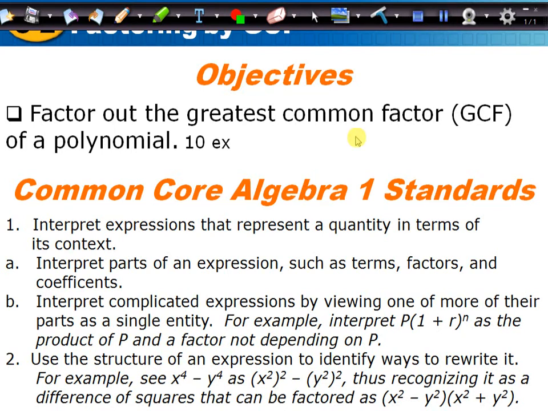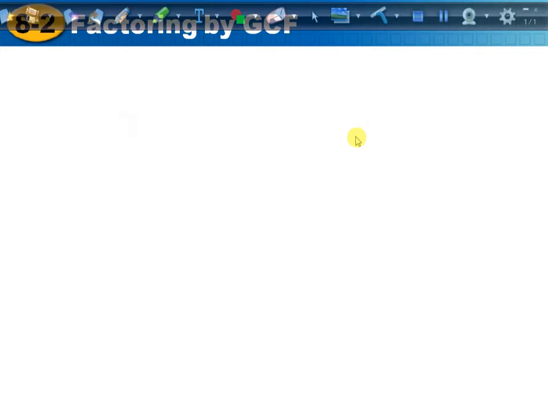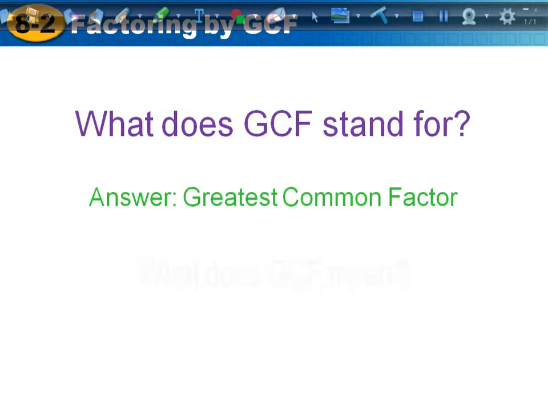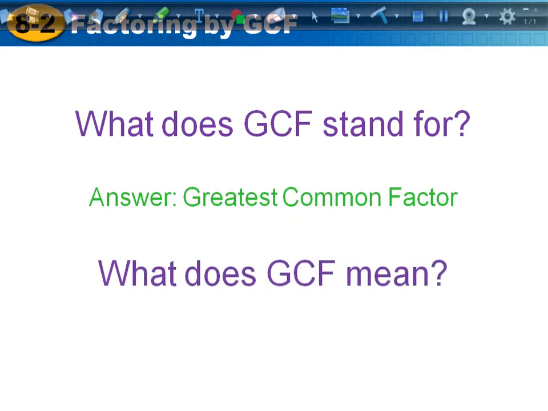Today's lesson is 8-2, day 1, and we're going to factor out the greatest common factor, or the GCF, of a polynomial. What does GCF stand for? It stands for the greatest common factor. What does GCF mean?